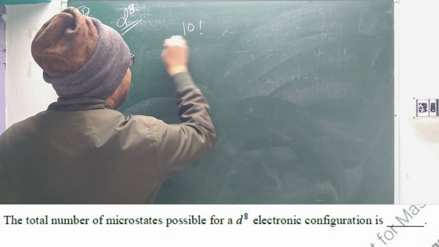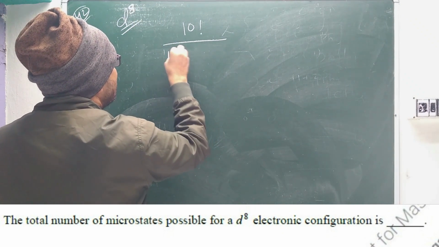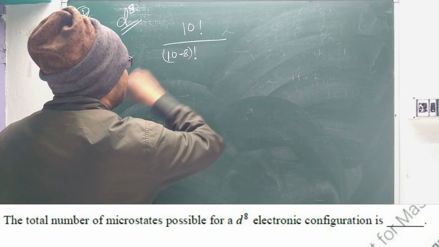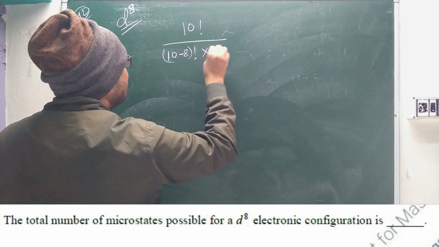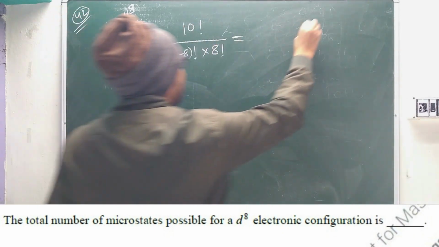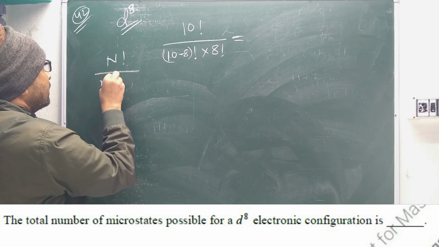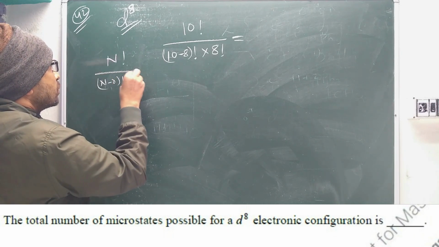10 factorial divided by... this is the number of electrons. Okay, 8 electrons are there. So it will be 10 minus 8 factorial, into how many electrons are there? 8. So 8 factorial. So that formula you remember, right? It will be n factorial divided by (n minus r) factorial into r factorial.